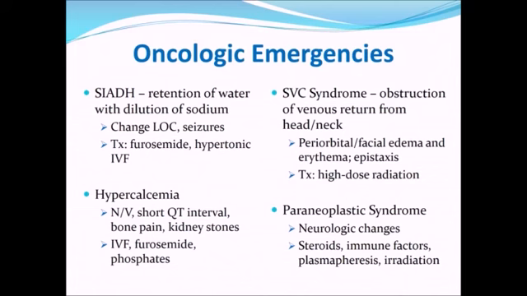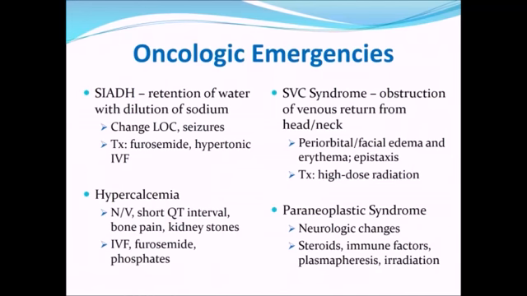Hypercalcemia can also happen, which can cause some nausea, vomiting. It can cause short QT interval, which can cause some cardiac dysrhythmias. Also bone pain and kidney stones. So the way we treat this is with fluids. We want to try to flush that extra calcium out of the system. We'll use furosemide, and we'll use phosphates to try to bind to some of that excess calcium.